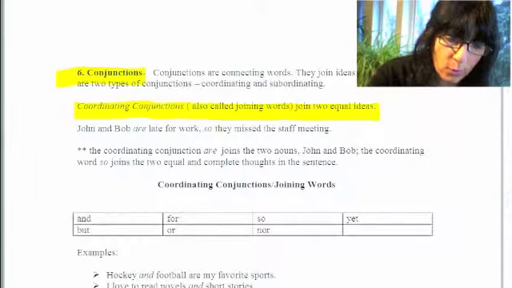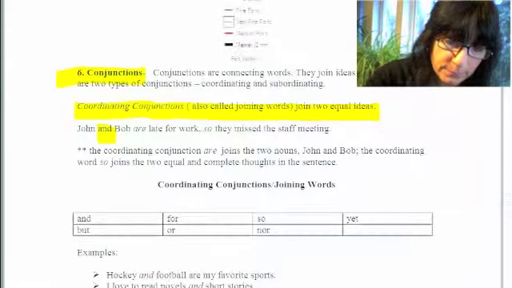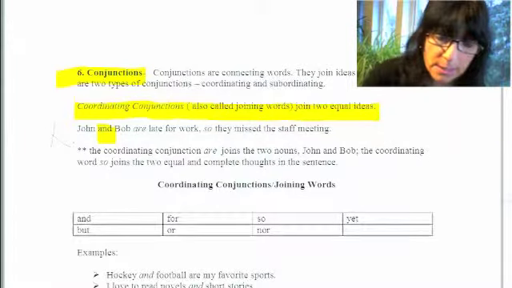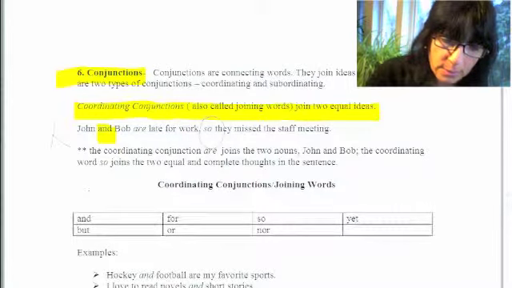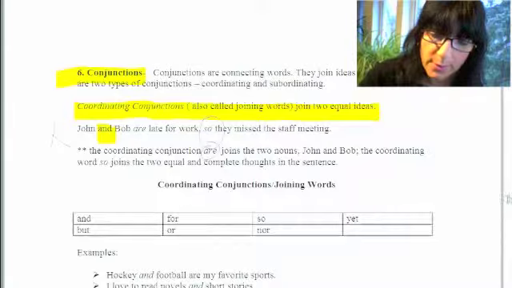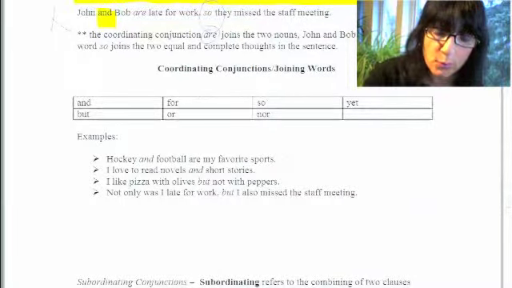We've got one coordinating word here, and, so. So the coordinating conjunction and joins the 2 nouns, John and Bob, and you've got the coordinating word so, which joins the 2 equal thoughts. Here is a list of coordinating conjunctions: and, but, for, or, so, nor, and yet.